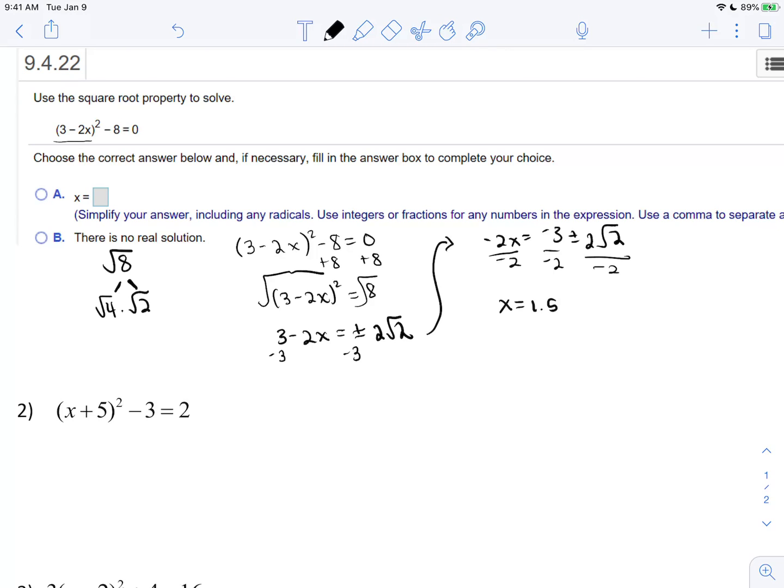Then when I'm dividing here, when you're dividing something with a radical, you divide the numbers outside the radical. We do not divide a number that's not under a radical with a number that is in a radical. So we would have plus or minus just radical 2, okay? So it looks like that. So that would be your answer.